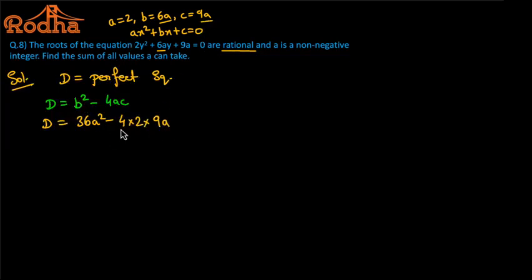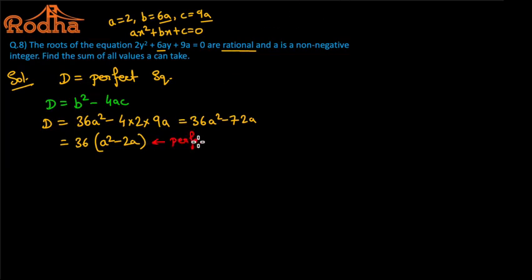Okay, that becomes 36a square minus 72a. So d is equal to 36a square minus 72a. I can also take 36 common. It becomes a square minus 2a. So obviously I want d to be a perfect square. That means this whole term should be a perfect square.